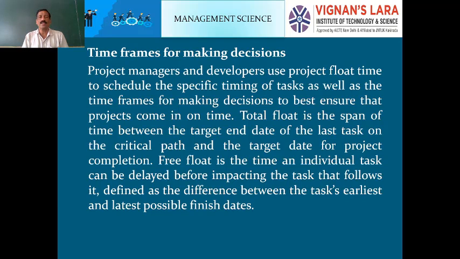That is, project managers and developers use project float time, schedule the specific time of tasks as well as the time frames for making decisions to best ensure that the projects finish on time. Total float is the span of time between the target end date and the last task on the critical path and the target date for project completion. Free float is the time an individual task can be delayed before impacting the task that follows it. Defined as the difference between the task's earliest and the latest possible finishing date.